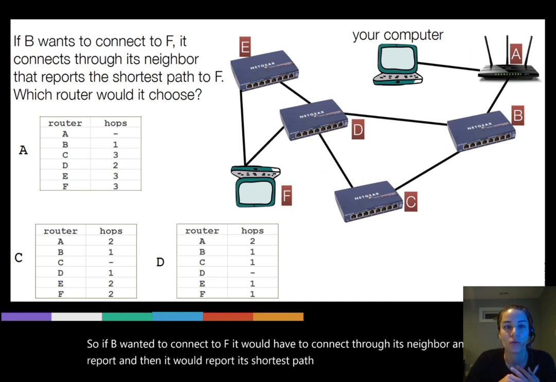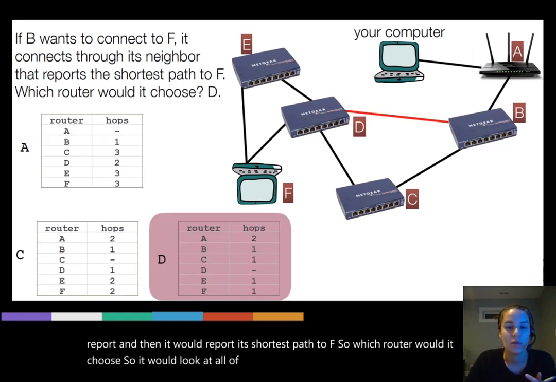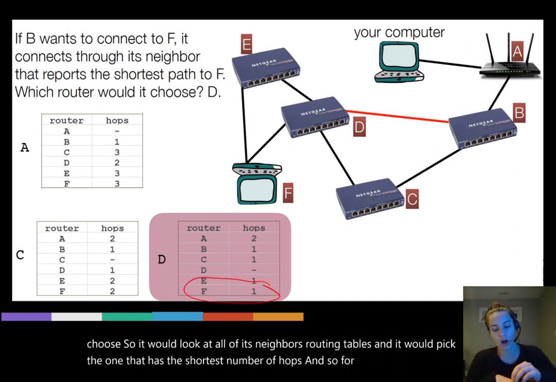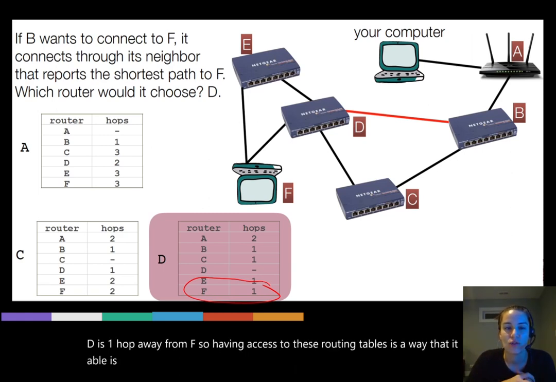So which router would it choose? It would look at all of its neighbors' routing tables, and it would pick the one that has the shortest number of hops. And so, for example, D is 1 hop away from F, so having access to these routing tables is a way that it is able to kind of navigate through the graph.